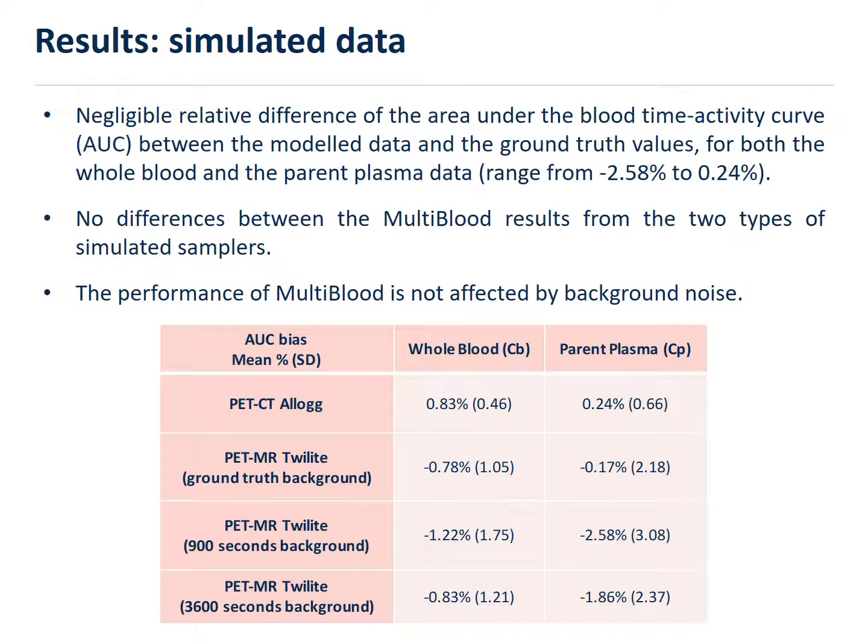What we found was that for the whole blood and parent plasma data, the mean relative difference of the area under the blood time activity curve between the model data and the ground truth values were negligible, and we did not observe differences between the Multi-Blood results from the two types of simulated blood samplers. As you can see from the table, the performance of Multi-Blood is also not affected by background noise.